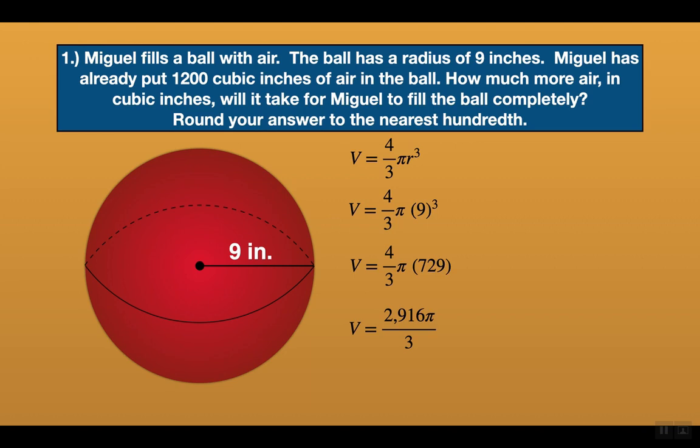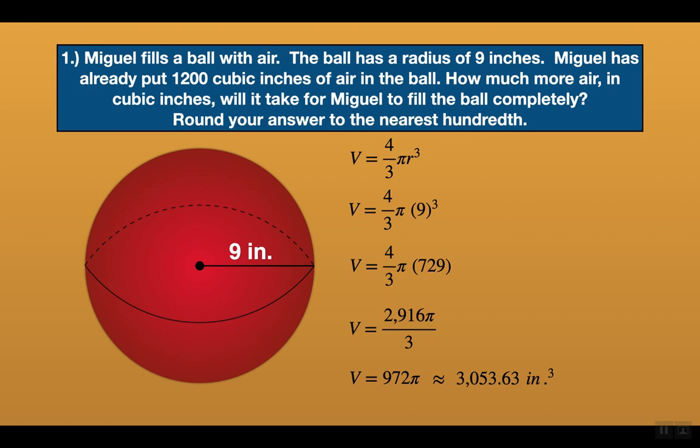Now we're going to multiply 729 times 4 and times pi, and that's going to give us 2,916 pi over 3. Now we could simplify the fraction 2,916 over 3 by dividing those two numbers. So when we divide 2,916 by 3, we're going to get 972. Now for our final step, let's multiply 972 times pi, and that's going to give us approximately 3,053.63 cubic inches.